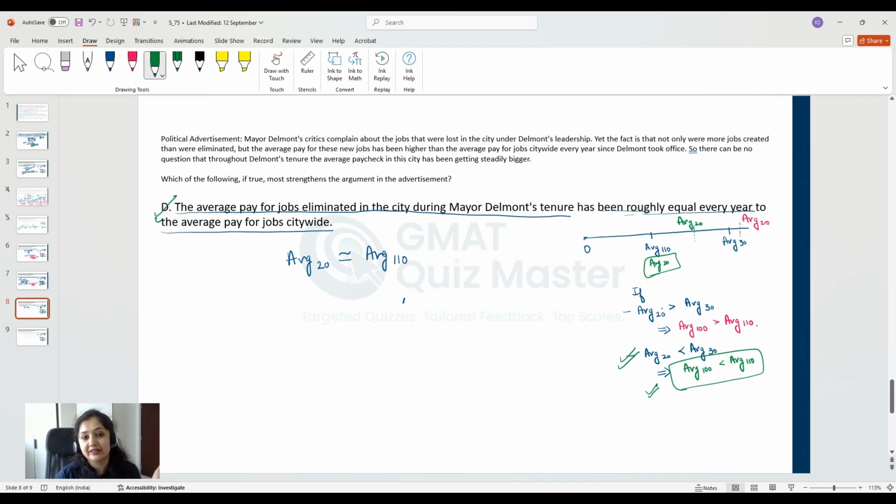If you rejected this choice, you need to evaluate your thought process. What was the reason you rejected this choice? What made you reject this choice? So it can again be your understanding of the passage or understanding of the choice, or you were not able to arrive at these logical relationships that are required to solve this question.